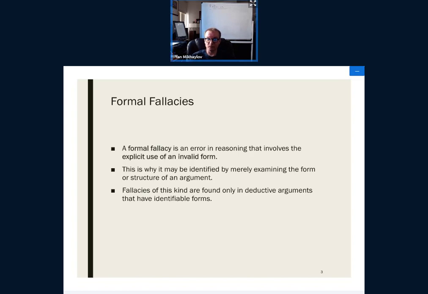Now first let's look at formal fallacies. We actually will deal with formal fallacies much later in class, mainly chapters 5 and 6. Right now we will concentrate on informal ones. However, you should know the difference right away. A formal fallacy is an error in reasoning that involves explicit use of invalid form. Remember that the form of an argument is something which determines its validity, and in deductive arguments we can identify certain formal problems and say that a formal fallacy is committed. For this reason, we will only see formal fallacies in deductive arguments.